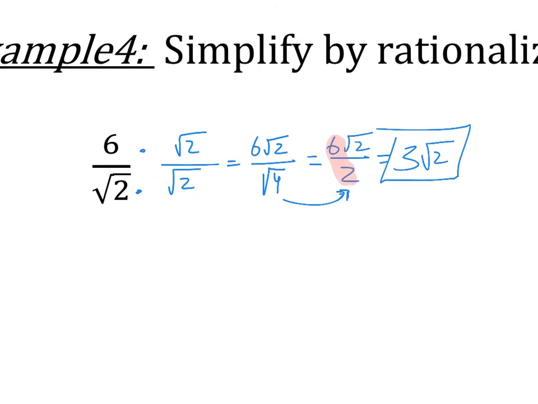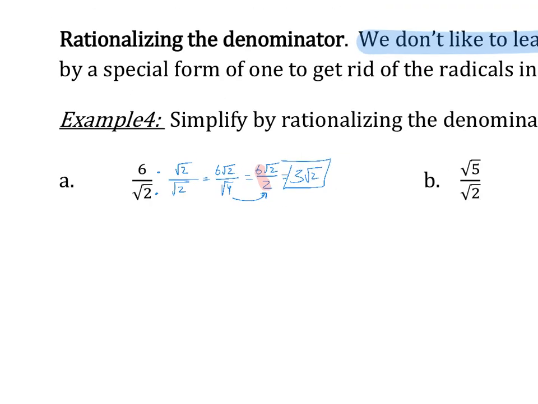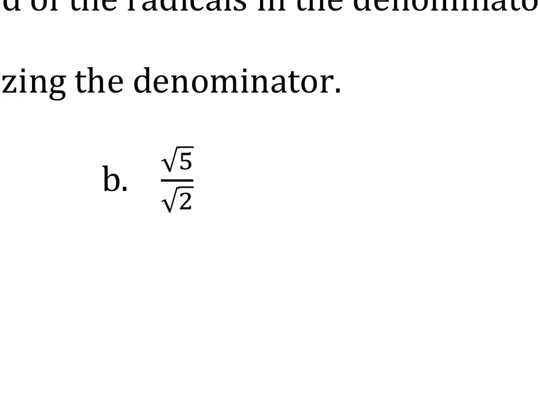And so we end up with an expression. This had a square root in the denominator. This one didn't. If you plug both these into your calculator, you'll get the same value. Okay? Let's try a couple more.